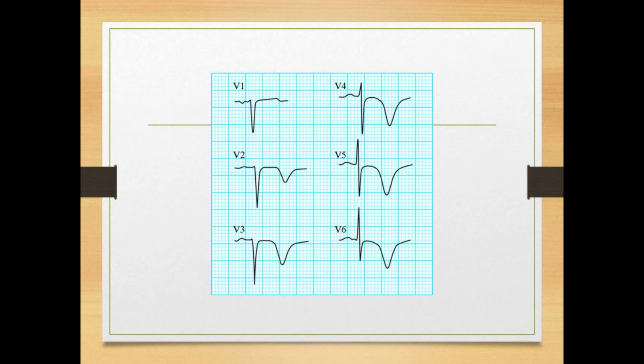So here you can see T wave inversions in V2 and V3. And then there are ST elevations from V4 to V6. Also you can see gross T wave inversions in V2, V3, V4, V5, and V6.